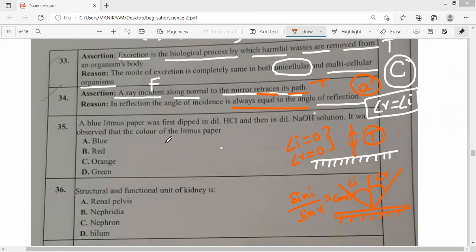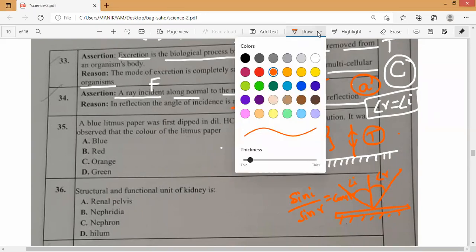A blue litmus paper was first dipped in HCl and then dipped in NaOH solution. It was observed that the color of the litmus paper then, blue? Red, sir. Blue, sir. A blue litmus paper is first dipped in HCl. So first it is dipped in what, guys? Acid. It changes to red color.